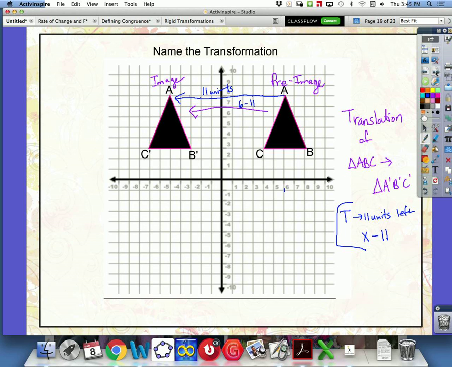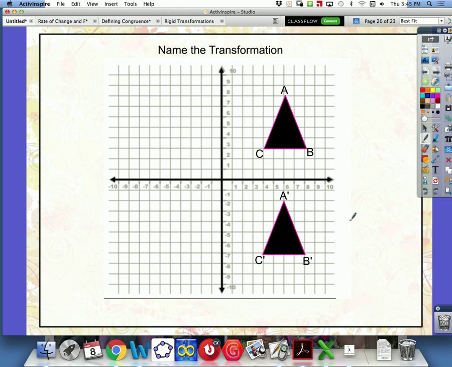Let's try another one. In this one, first thing I do is I look for my dashes. They're down here, so I know this is my pre-image still. And now I look, it's the same size, so I know it's not a dilation. And I look and I notice the A is directly below the other A. The C is directly below, and the B is. So that means the shape slid again. So this is another translation. This time it translated vertically because it went up and down.